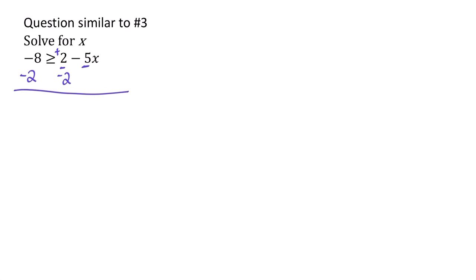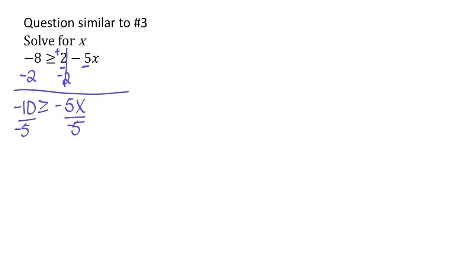So I have negative 8 minus 2, which is negative 10, is greater than or equal to 2 and minus 2 will cancel. I have negative 5x on the right side. Now to get x by itself, I need to divide both sides by negative 5.